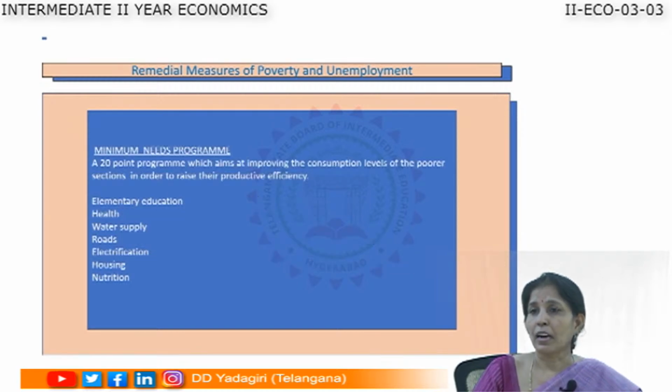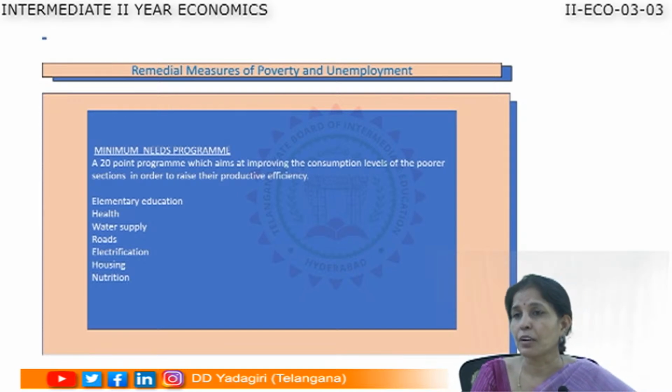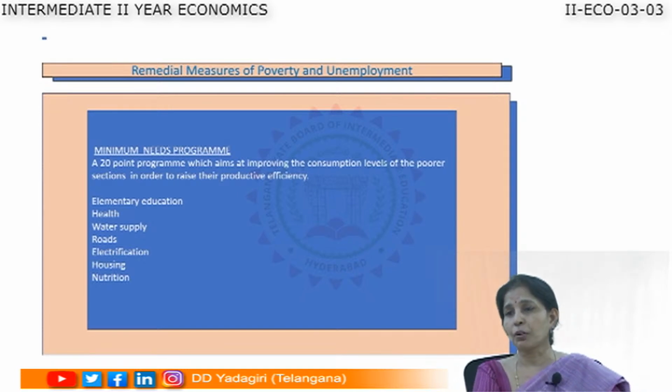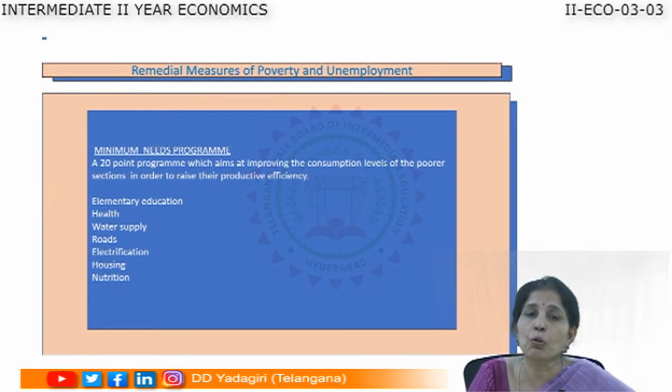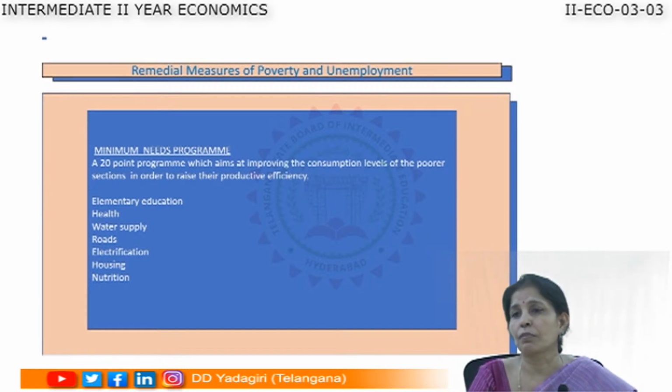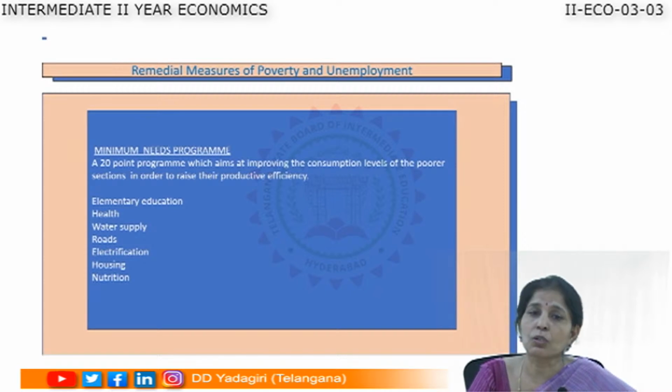The next one we have is the Minimum Needs Program. This is a 20-point program which aims at improving the consumption levels of the poor sections and also takes care of increasing the productive efficiency. How can productive efficiency be increased? This is possible when we are able to develop the human resources, that is with health and education, and also by providing the basic facilities to them.